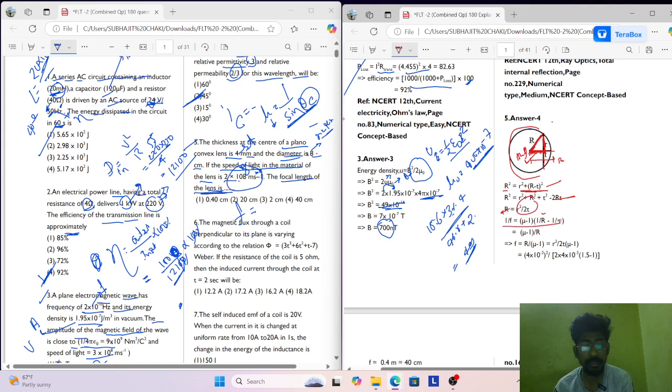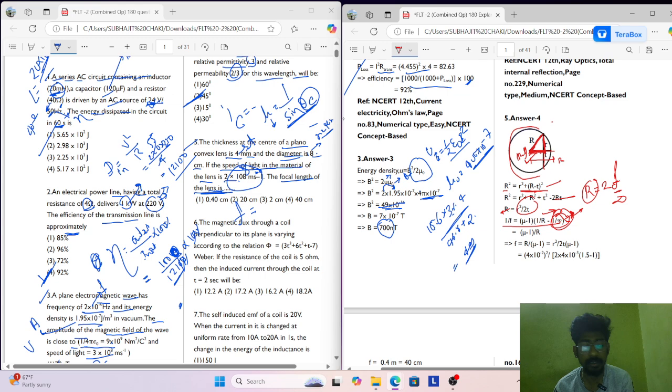Now from the lens maker's formula. What is the lens maker's formula? 1 by f equals (mu minus 1) into (1 by R1 minus 1 by R2). For a plano-convex lens, one surface is plane, so its radius of curvature is infinity, and 1 by infinity will be 0. So 1 by f will be (mu minus 1) divided by R.